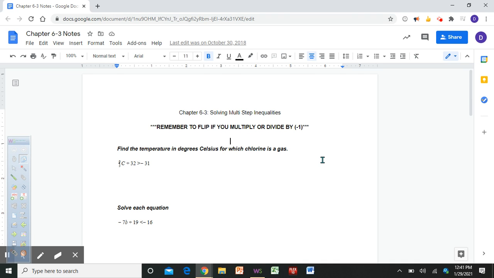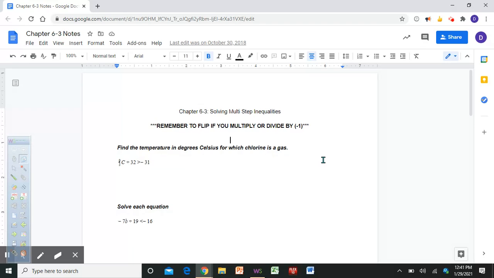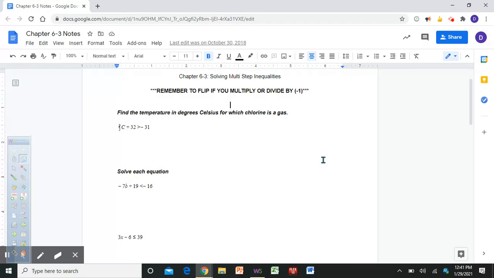Hi guys, today we're going to be talking about 6-3, which is solving multi-step inequalities. To know how to do this, you're going to need to know how to do the previous stuff that we've done, so that'd be 6-1 and 6-2. If you haven't watched those videos yet, go back and give them a watch just so you can refresh how to do these, because we're going to be working backwards and you need to know how to do what we did those days to be able to do this.